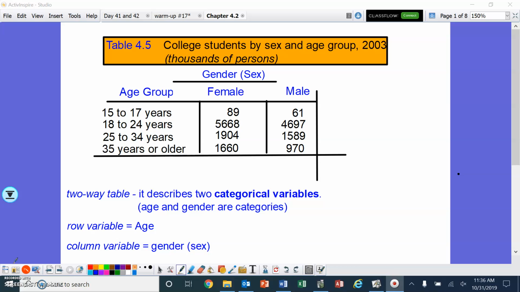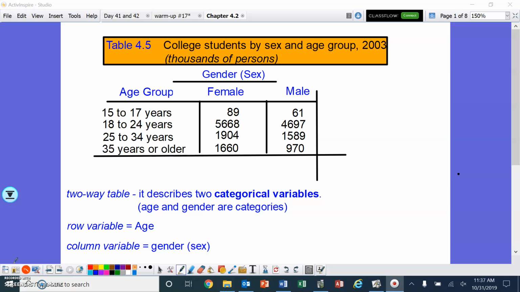This is from 2003. And these are in thousands of persons. So for example, that 89 that you see is 89,000. And the 5,668, that would be 5,668,000, and so on.